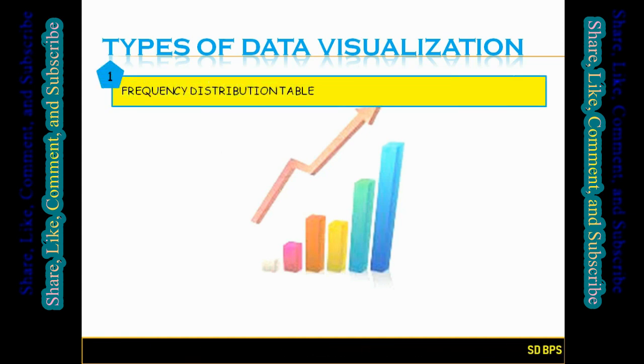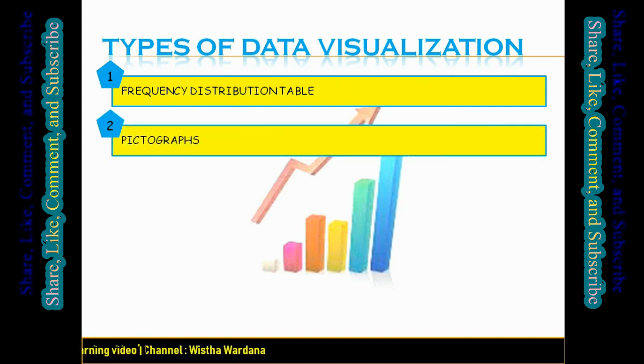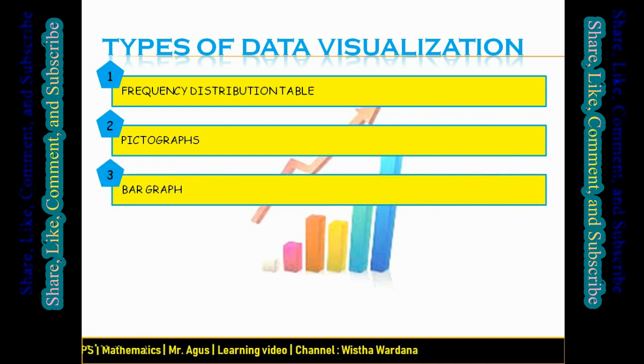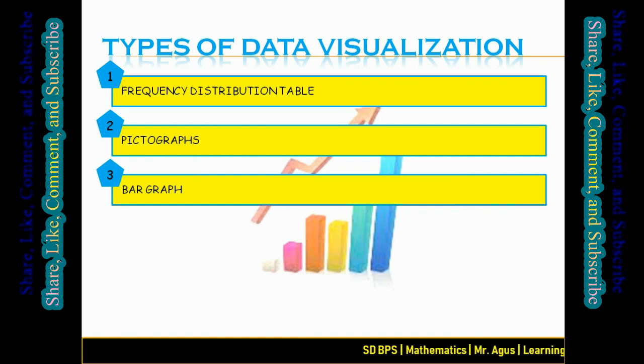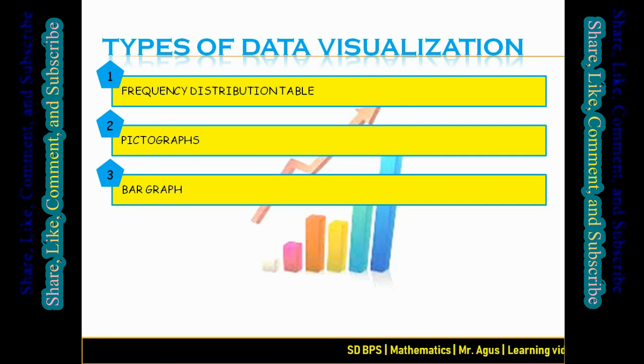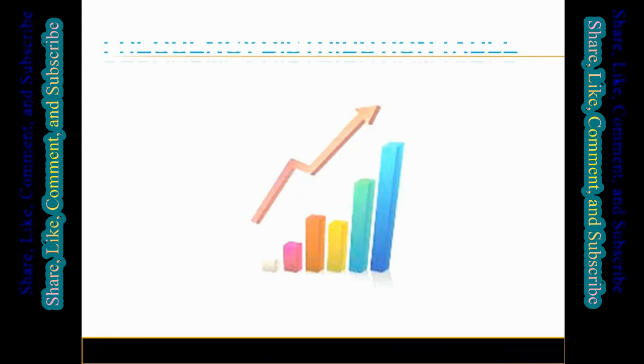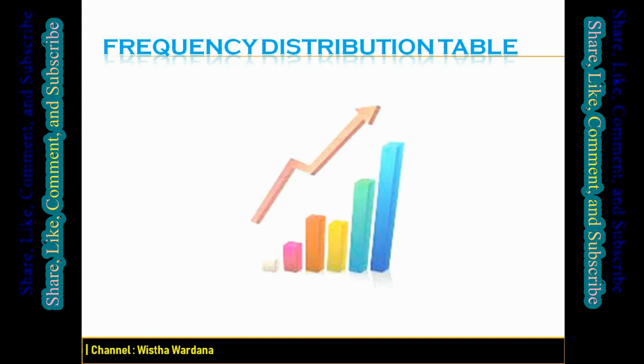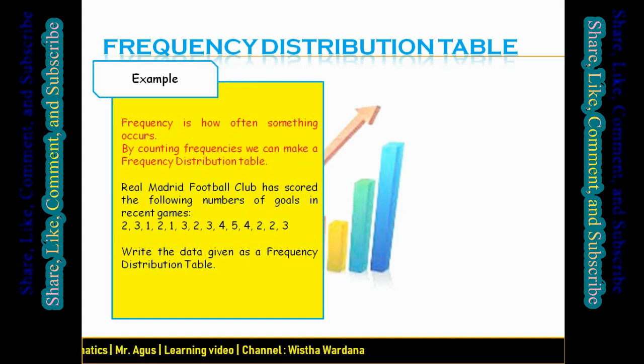The first way is the frequency distribution table. The second way is pictograph, and the third way is bar graph. For students in grade 6, 3 ways for representing data is enough for you, although there are actually more than 10 ways for representing data. Let's start from the first, the frequency distribution table.